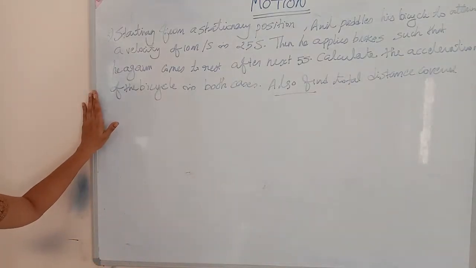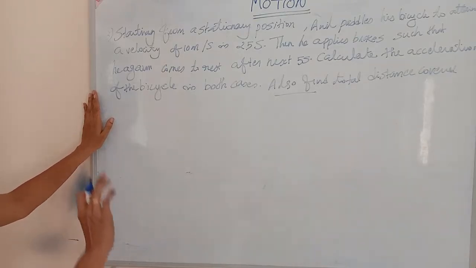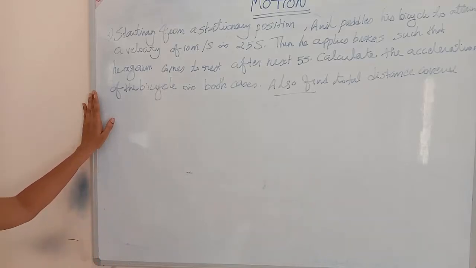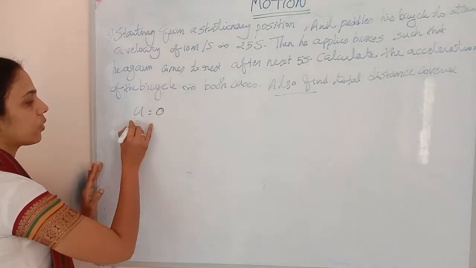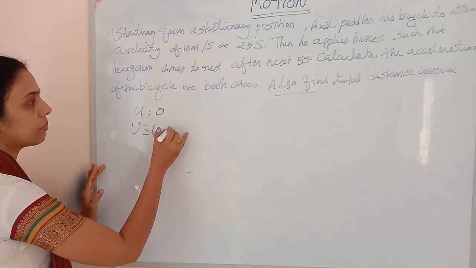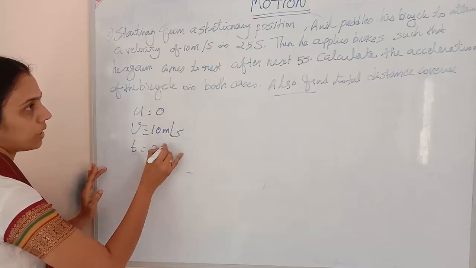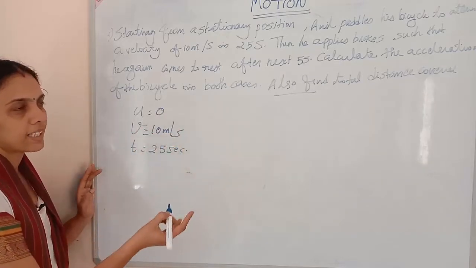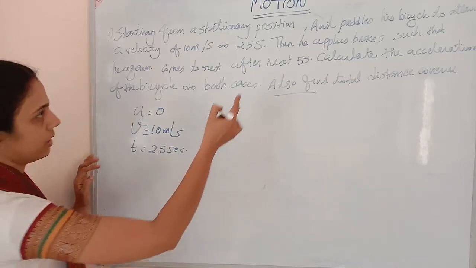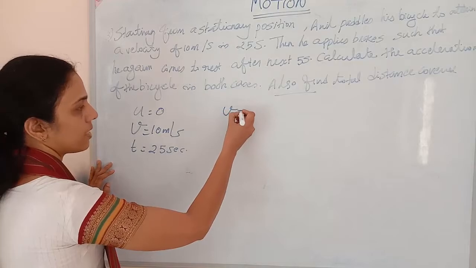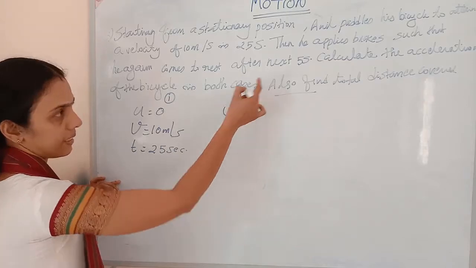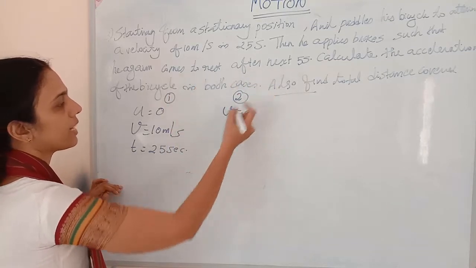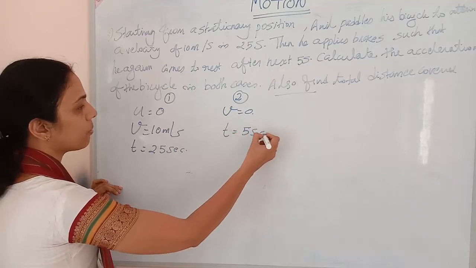So starting from a stationary position, that means initial velocity is 0. Anil pedals his bicycle to attain a velocity of 10 meter per second in 25 seconds. So initially velocity is 0, final velocity is given as 10 meter per second for the time interval 25 seconds. Then he applies the brake such that he again comes to rest. So the final velocity of the second part is 0, after the next 5 seconds. There also time will be equal to 5 seconds.